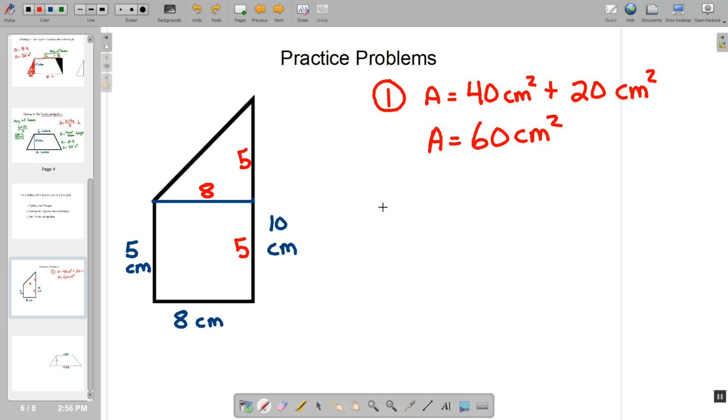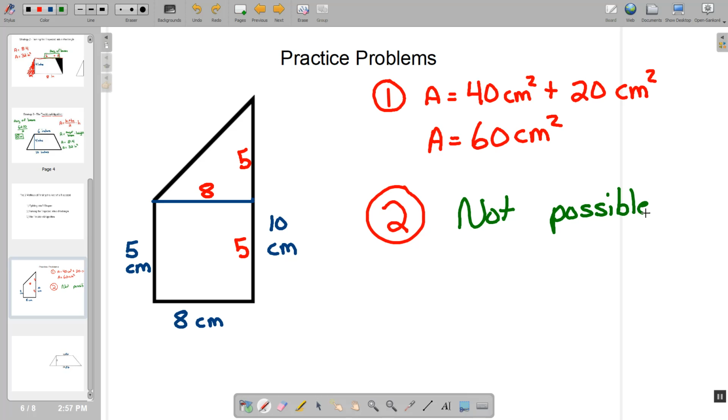For method 2, and this is kind of a trick, we're supposed to create a rectangle from our shapes. And that usually means we take this triangle and we move it to the other side where the other triangle was. But that is actually gone in this problem. It is impossible to do that, to take the triangle and move it over. Therefore, kind of a trick. Strategy number 2 is actually not possible for this problem, which is okay, because we have 2 other strategies that are possible.